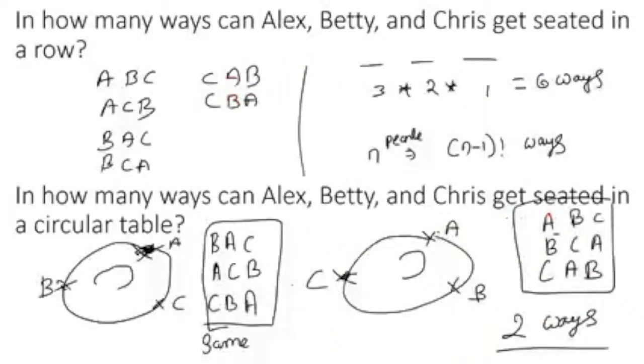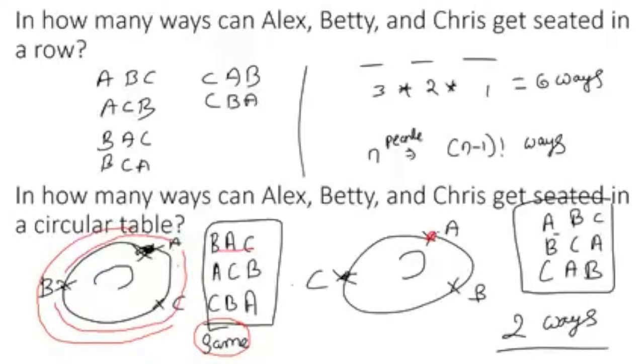The explanation, if you observe here, I don't have any left and right positions. So that's why BAC is same as ACB or same as CBA. So that's why it is same here. And the other is, if I consider only cyclic, so guys look at here.